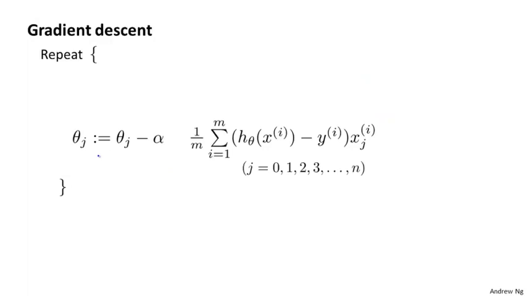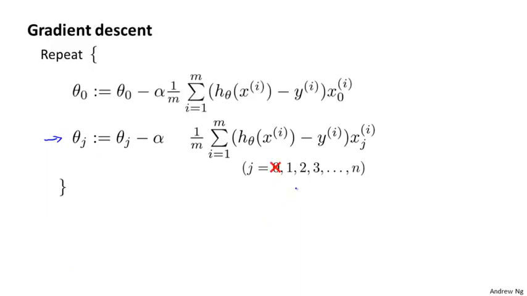had the following algorithm. For regular linear regression without regularization, we will repeatedly update the parameters theta j as follows for j equals 0, 1, 2, up through n. Let me take this and just write the case for theta 0 separately. So, I'm just going to write the update for theta 0 separately from the update for the parameters 1, 2, 3, and so on up to n.